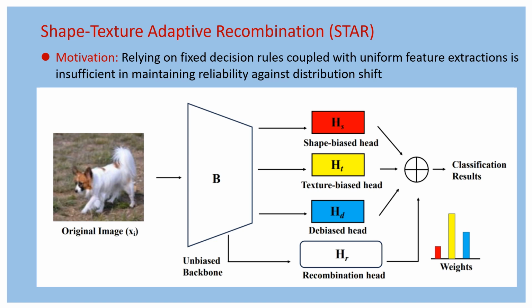We first pre-train a debiased backbone and 3 heads that specialize in extracting robust shape, texture, and debiased features respectively. Then a recombination head is trained to adaptively regulate the contribution of these distinctive features in accordance with individual instance. Compared to standard models, STAR incorporates additional parameters through 3 additional heads and introduces an additional training overhead of 20 epochs for the recombination head.